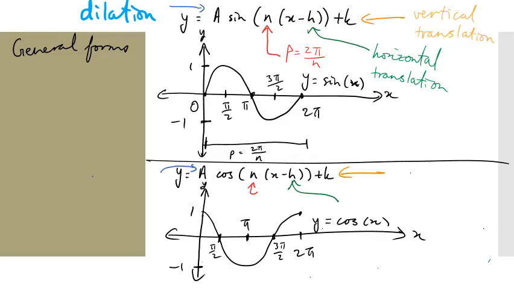What's A again? Dilation. N tells you the period. N is the period, 2 pi over n. The h is a horizontal translation again. And k is vertical translation. Any questions with that?